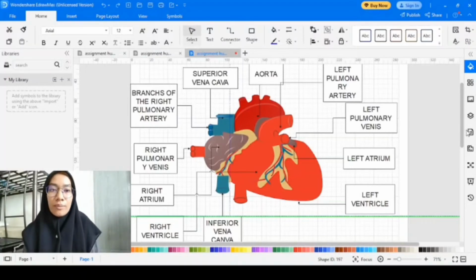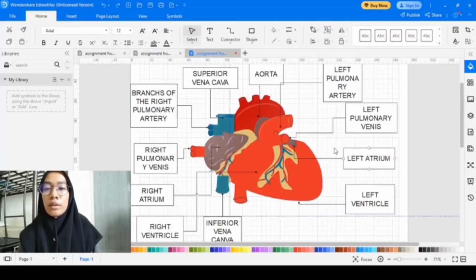Okay, first the aorta. The function is to carry blood from the left ventricle. The second part, the left and right pulmonary arteries. The function is to carry blood from the right ventricle. For the next part, the left and right pulmonary veins bring oxygenated blood from the lungs to the heart. We have four chambers, the left atrium and right atrium. The function is receiving chambers that are fed by the large veins.